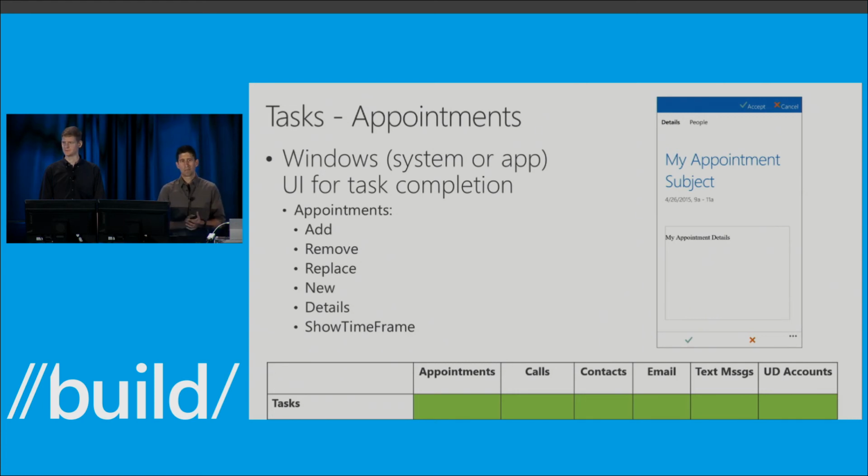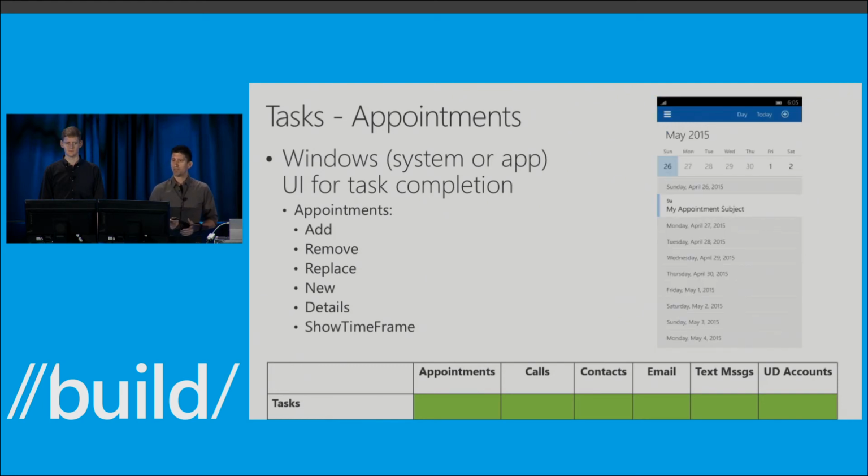Replacing replaces. New is the same thing as add, but it allows the user to make changes before saving it to the calendar. Details will show the actual appointment details for a particular appointment. So this is going onto the page where then you can do things like the user can modify the appointment, the user can delete it from that page, all that kinds of things.